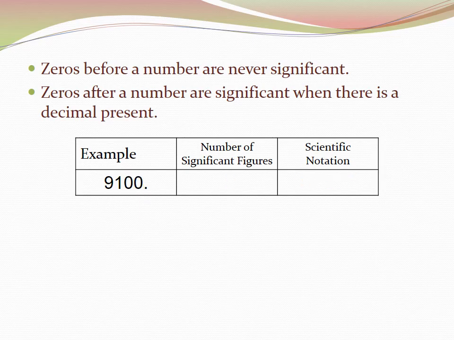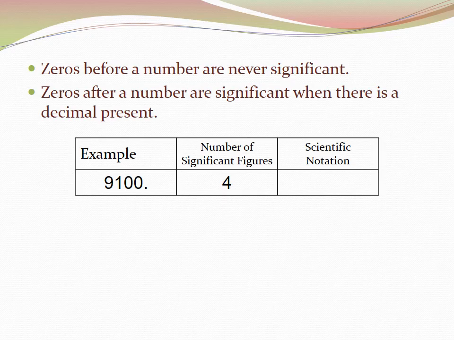Next example, 9,100. Zeros before a number are never significant. We don't have to worry about that. There are no zeros in front of the number. I have zeros at the end of the number though. Are they significant? Well, zeros after a number are significant when there is a decimal present. We have a decimal here, so that means that the zeros are significant. So that gives me four significant figures, 9100.